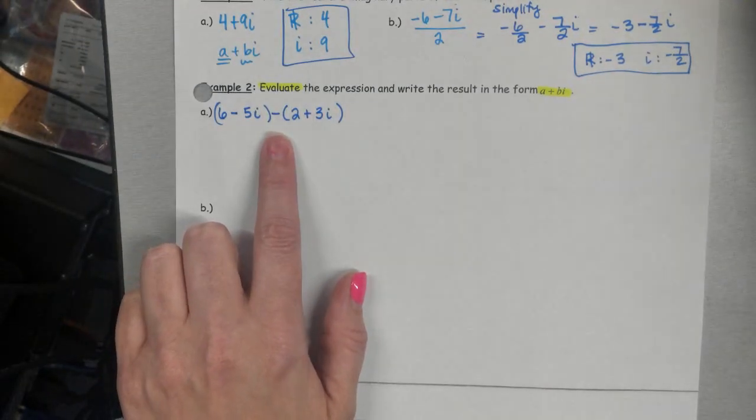So when you have subtraction, okay, so when you have the 6 minus the 5i, I'm going to read it to you. So it's 6 minus 5i in parentheses, and then minus, and then another set of parentheses, and then in the parentheses 2 plus 3i. Okay, so in the second set of parentheses, 2 plus 3i.